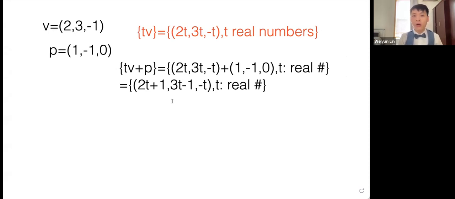So for example, when t is minus 2, when you plug it in, you get a vector: minus 2 times 2, which is minus 4, plus 1 is minus 3. Minus 6 minus 1 is minus 7, and then 2. So you get this point. That means that this point is in the line.